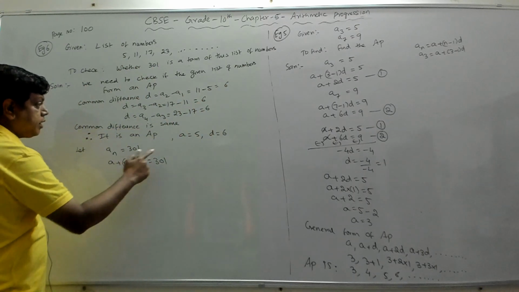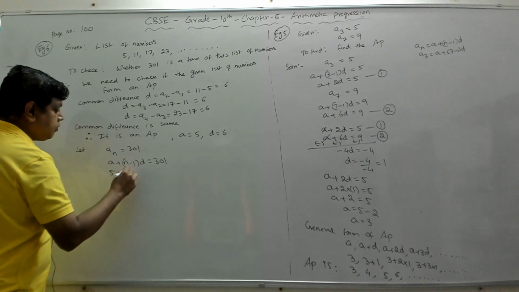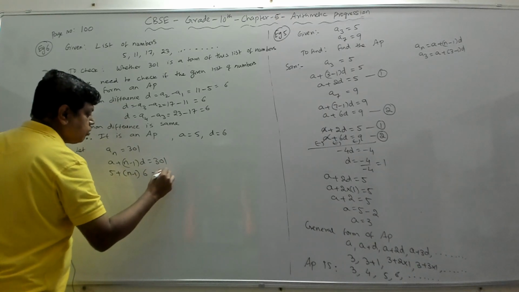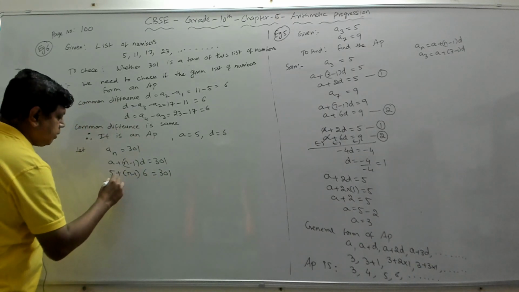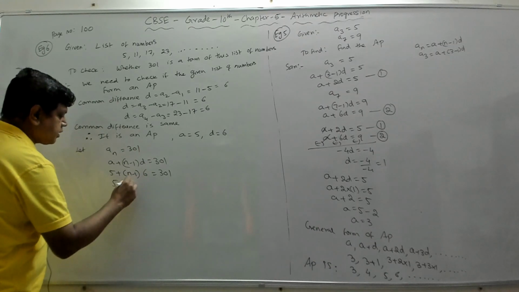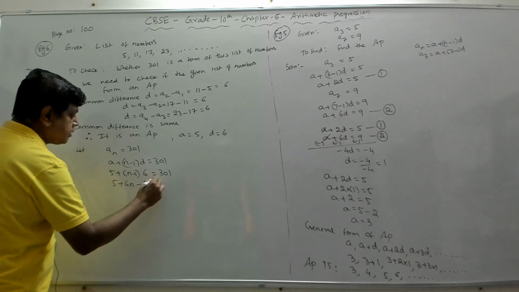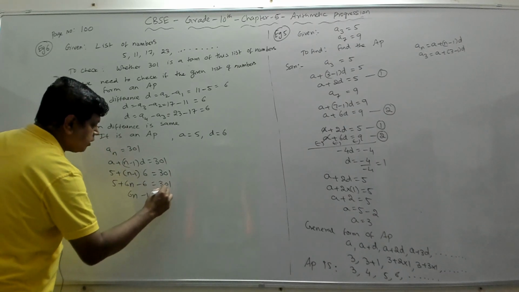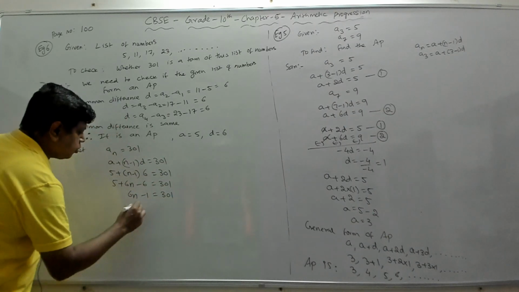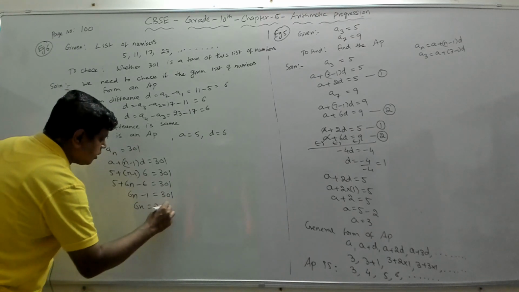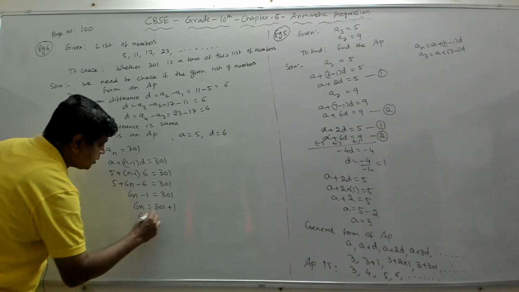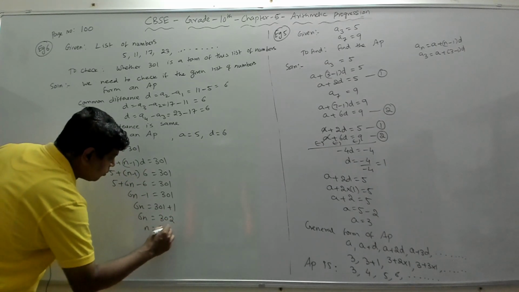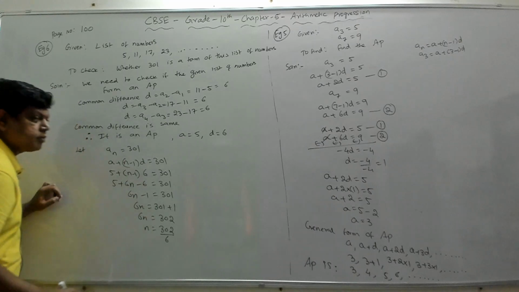Now substitute here. a is 5 plus n, we don't know, that is what we are finding, n minus 1, and d is 6, equal to 301. So 5 plus n into 6 is 6n, minus 1 into 6 is minus 6, equal to 301. So 6n, 5 minus 6 is minus 1, equal to 301. So 6n equal to 301 plus 1. Your 6n is equal to 302. So n is equal to 302 by 6.